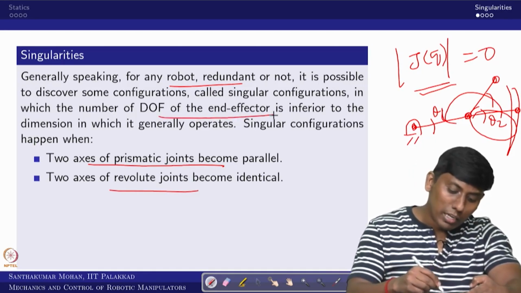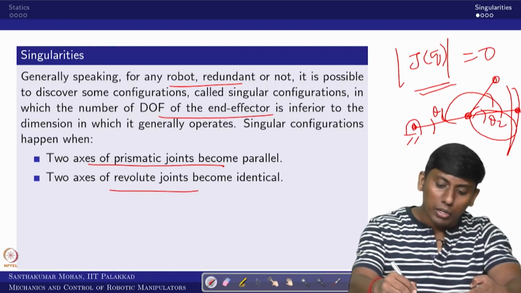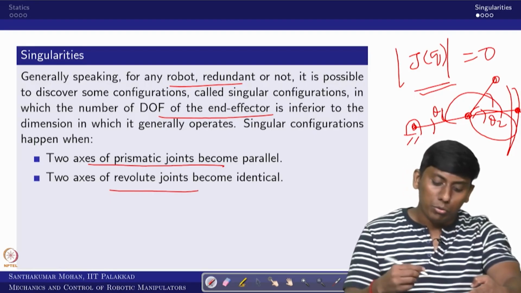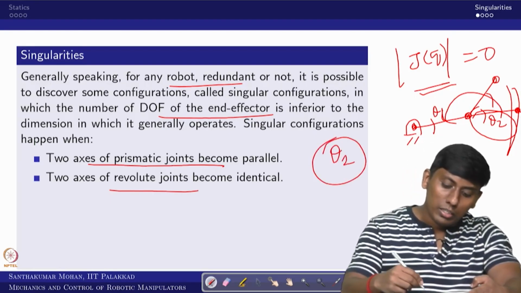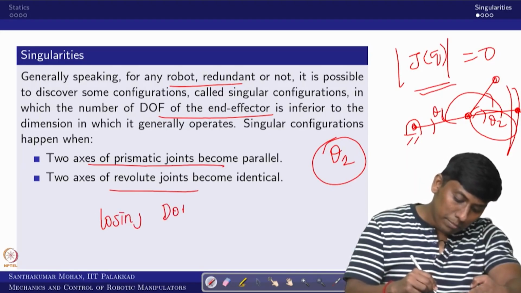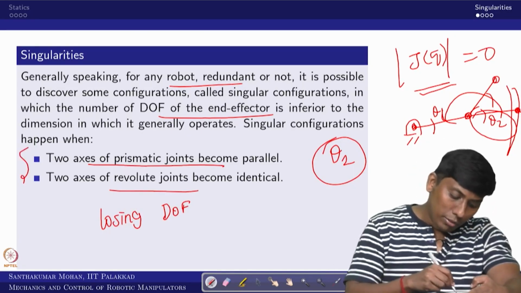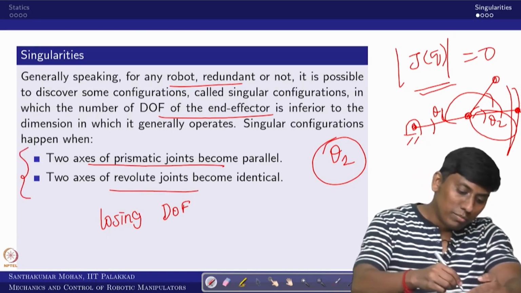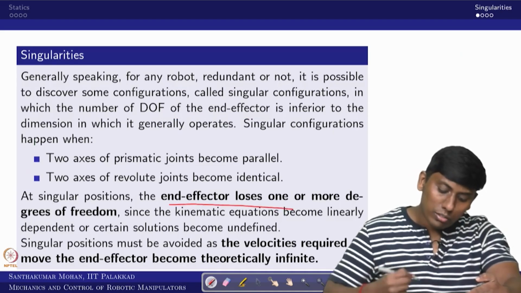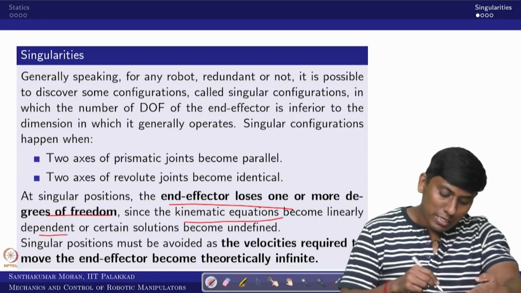In the sense what happened, the end effector would be inferior in dimension. If you want to write, this would be a function of only theta 1, right? You are losing theta 2. The other way around, you are losing a degree of freedom, one or more, due to some situation. So you can see that the end effector loses one or more degrees of freedom, since the kinematic equations become linearly dependent.